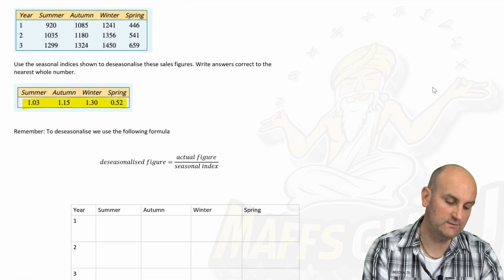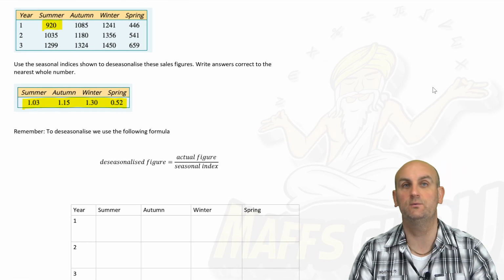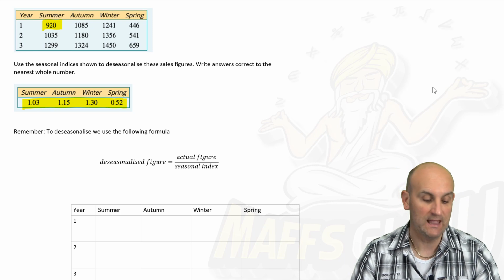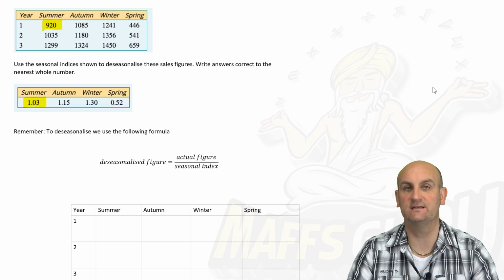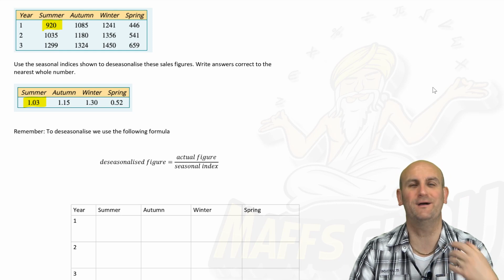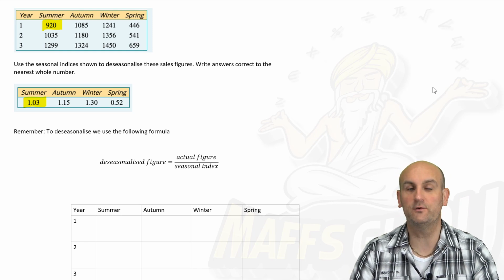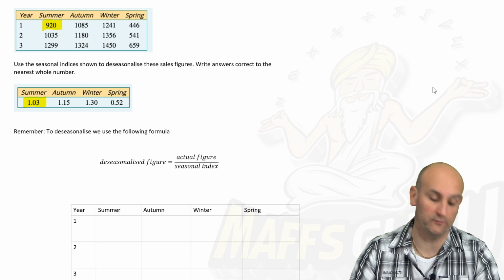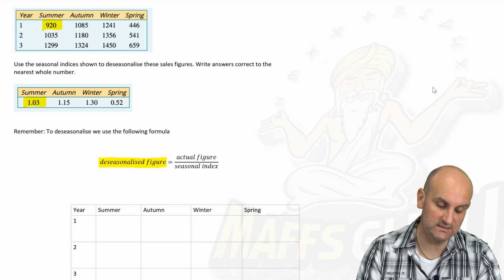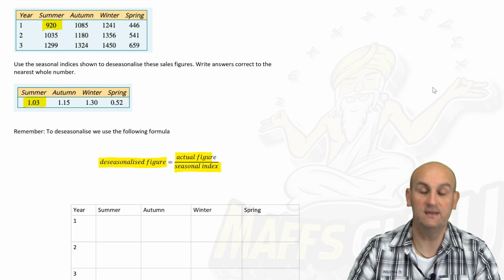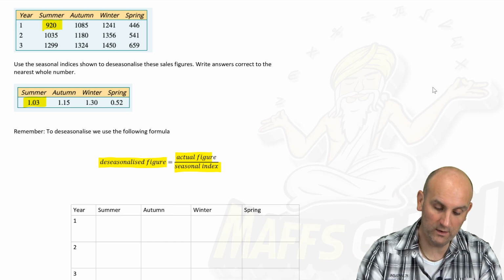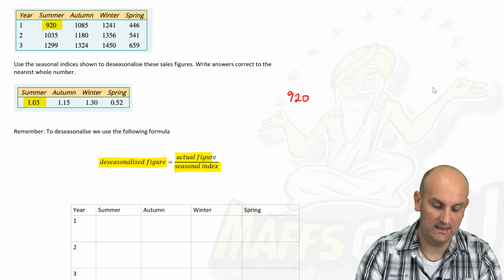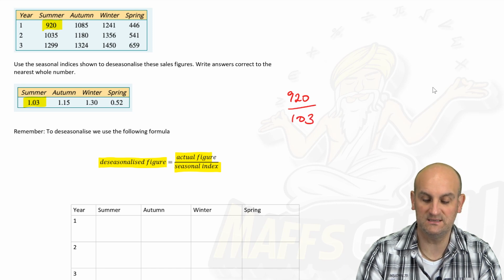The first thing we're going to do is look at summer, which says 920. We need to make sure that we use its seasonal index to deseasonalize. And how do we do this? With a formula, of course, and this again should be written in your formula book. To deseasonalize a figure, take the actual figure and divide by the seasonal index. So we are going to do 920 divided by 1.03.